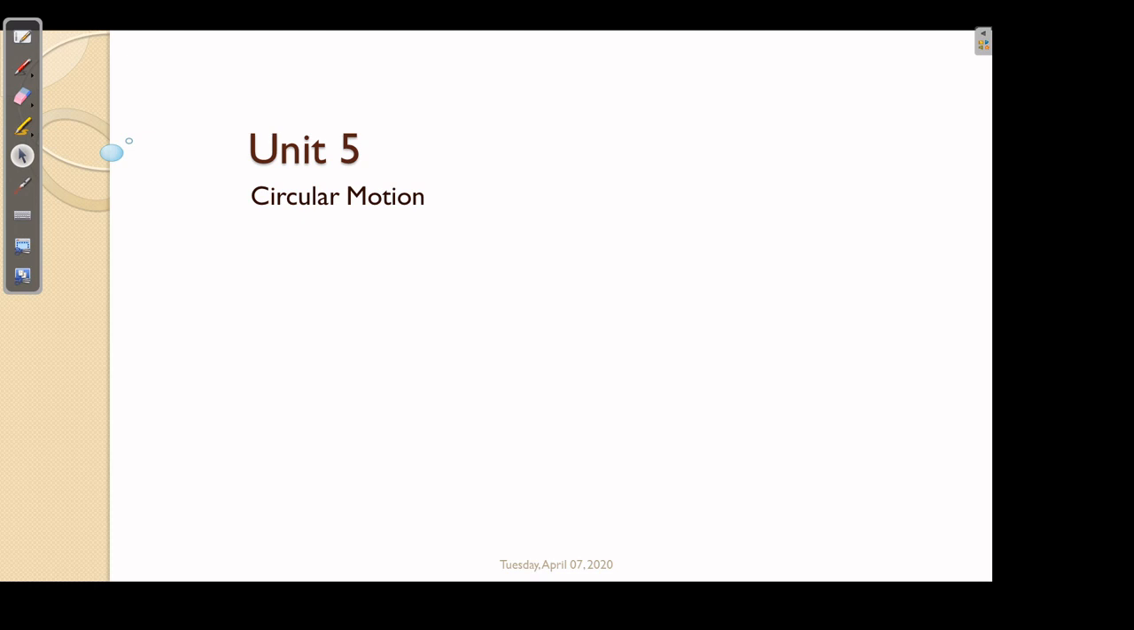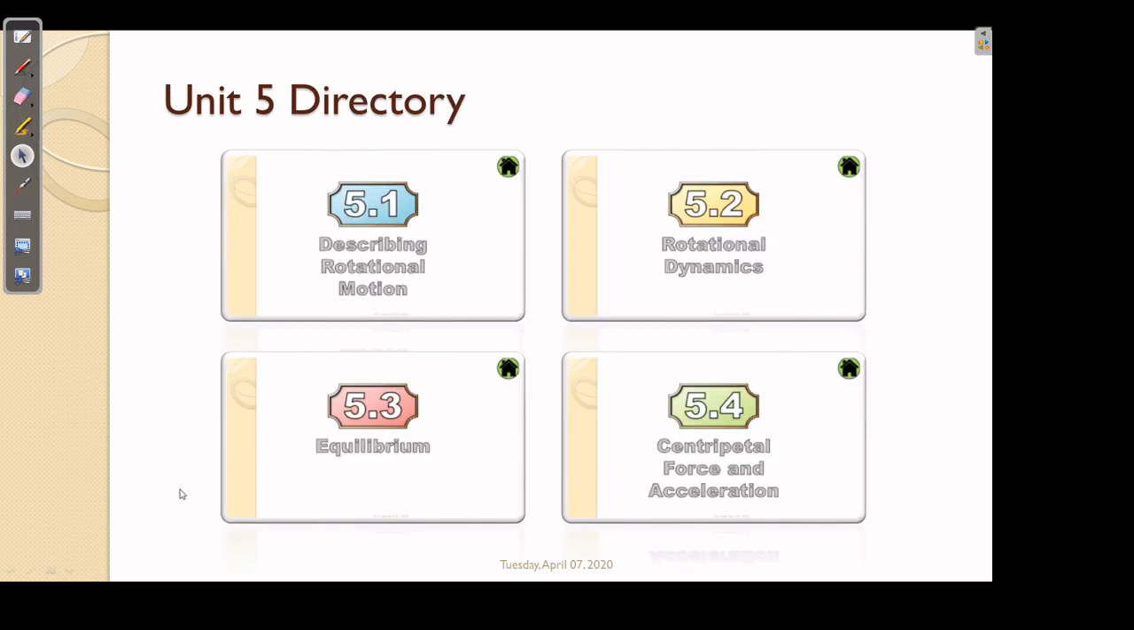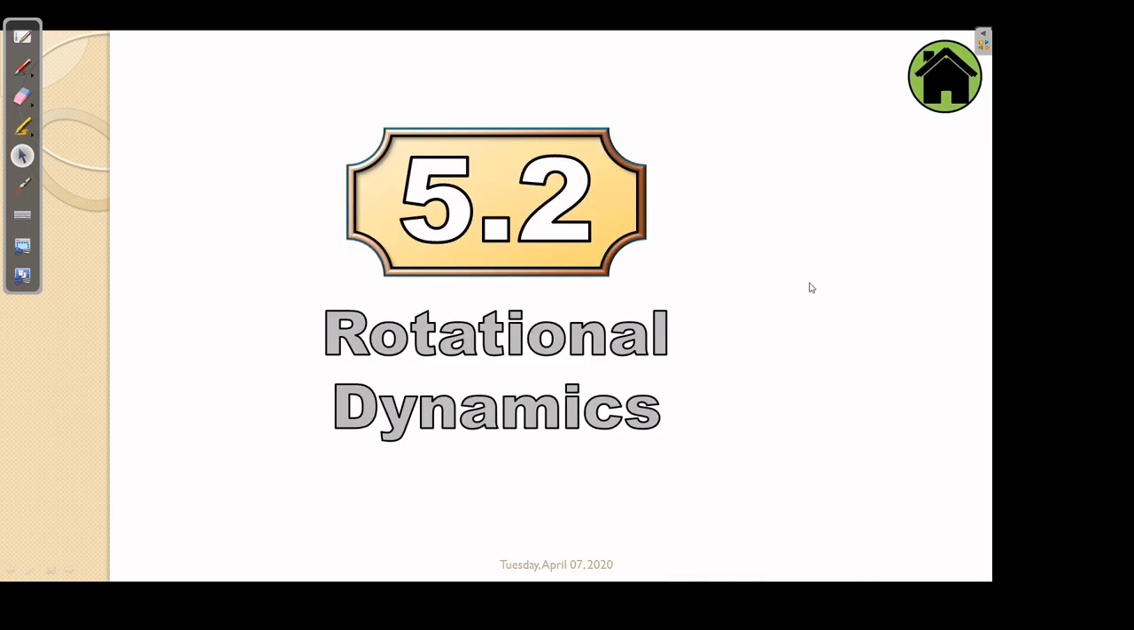Welcome back to Unit 5, Circular Motion for Honors Physics. Today, guys, we will be reviewing Lesson 5.2, Rotational Dynamics. This is for the benefit of anyone who maybe missed this lesson the first time we presented it in class, or who would just like to review the material.